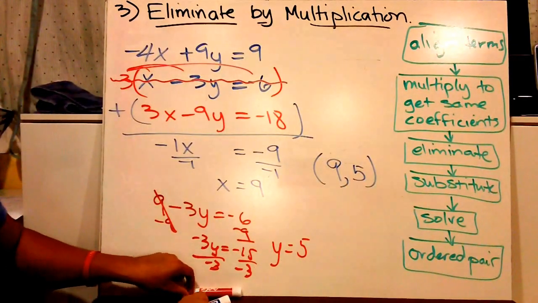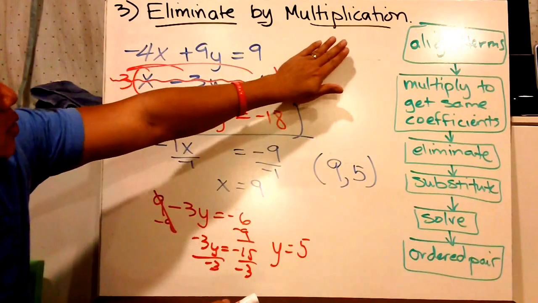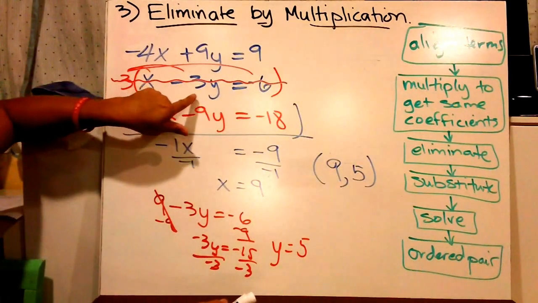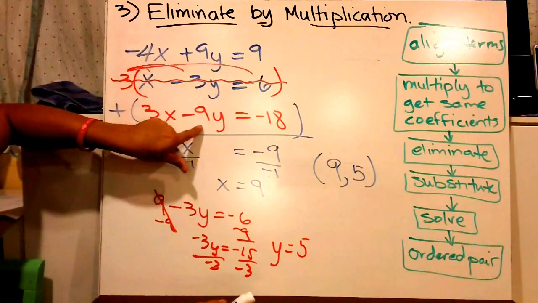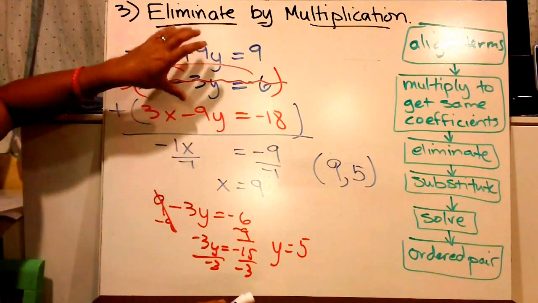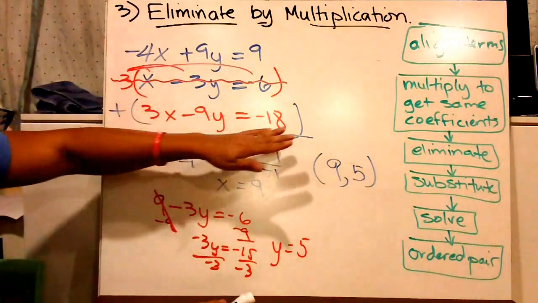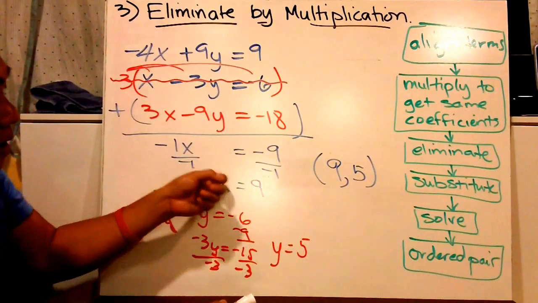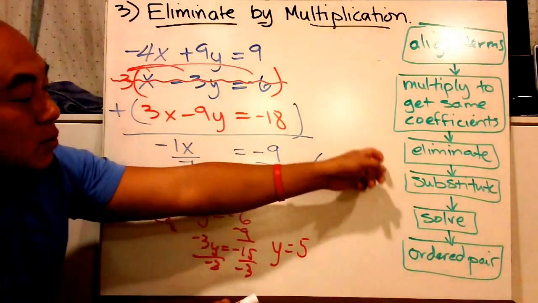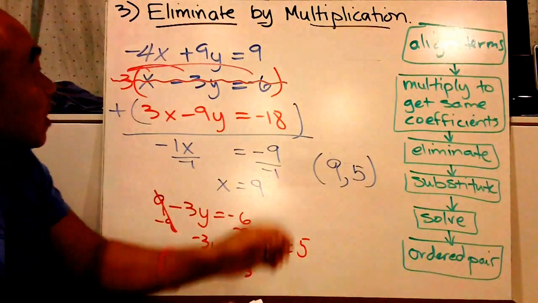Alright, so once again, this is a multiplication problem first because we needed to manipulate one of the equations so that I could eliminate. And once I'm done here, then I just solve it like what we did on the other two with adding and subtracting. And then we figured out our final step, which is to get our ordered pair. Okay?